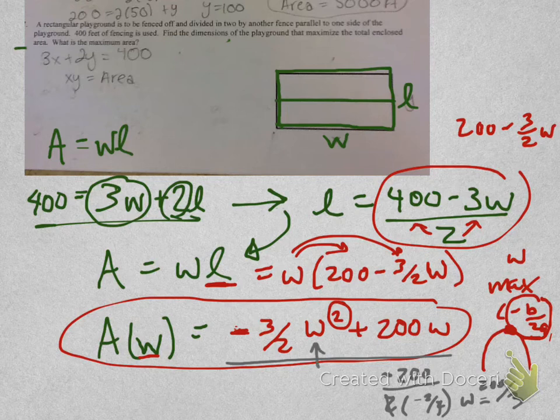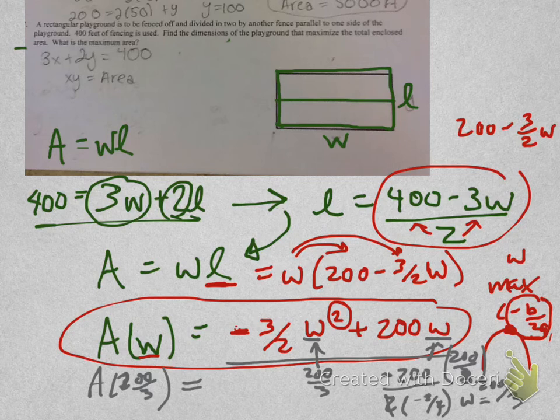Plug 200 thirds into here and into here. Don't round it. Don't write it as a decimal yet, because then you'll have to round it a little bit, because 3 doesn't go perfectly into 200. Use your calculator and find out what your area is. When you plug it in, you get 6666.7 roughly. Ooh, this is a devilish problem. That's your maximum area for the total enclosed.